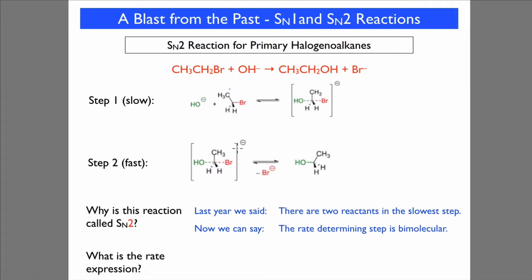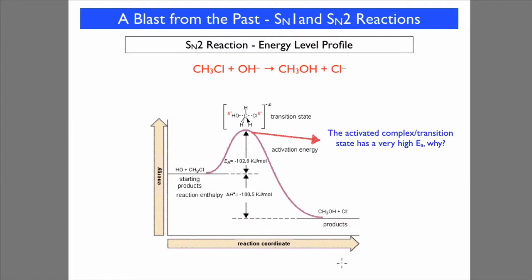So what would be the rate expression? Well, it's going to be both of these reactants in there. And you can see there's one each, there's one of that, one of this. So m would be 1, n would be 1. And you can see here in the energy level profile, the activated complex transition state has a very high activation energy because it's pretty unstable.